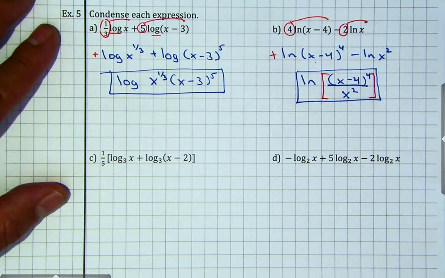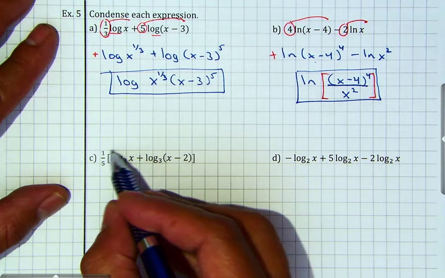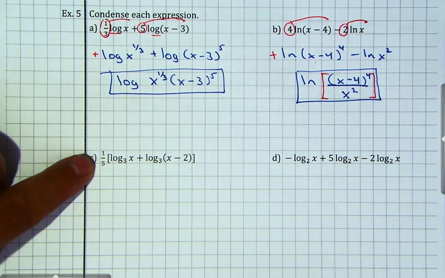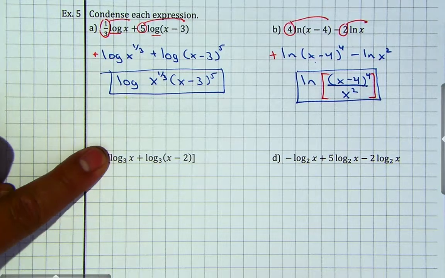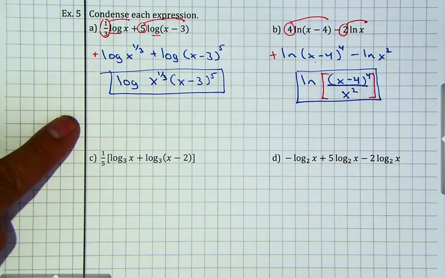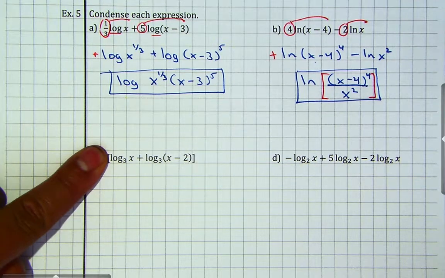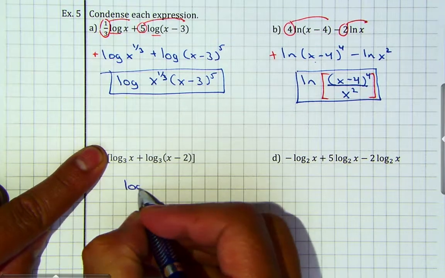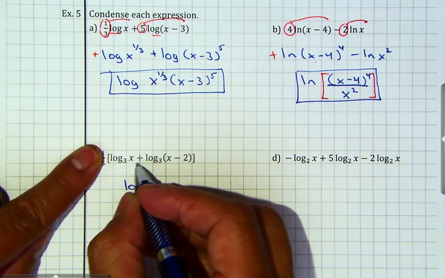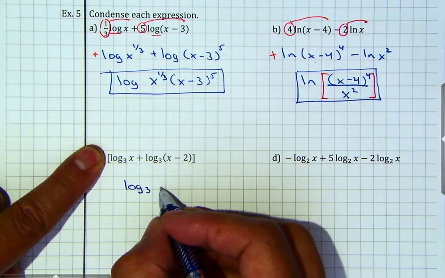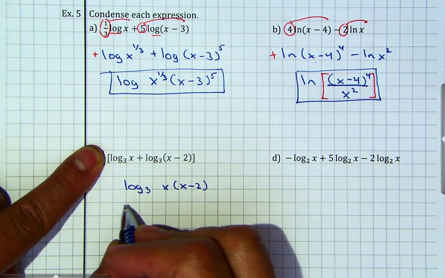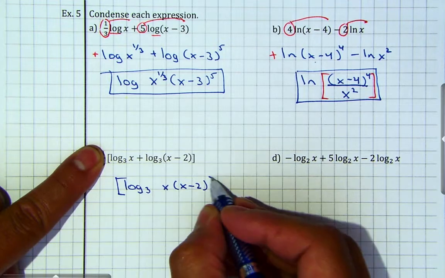So for letter C, we have to make a decision. Do you want to use the distributive property first or afterwards? Either way is fine. Or you want to deal with the 1/5 afterwards. So we can deal with what's inside first, and then with the 1/5. I have 2 logs, so I'm going to condense both logs into one. Log base 3. And because there's a plus, I don't see a minus, there will not be a denominator. And the x and the x minus 2 will be multiplying, and we'll still have a 1/5.